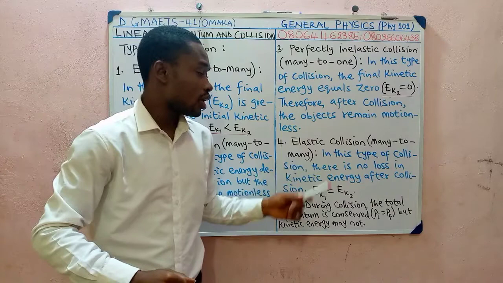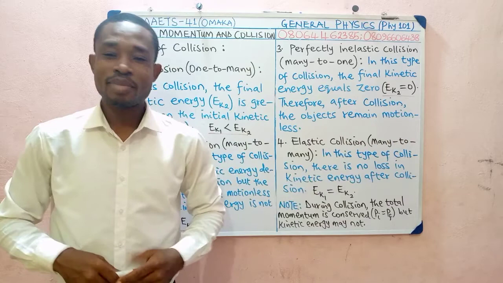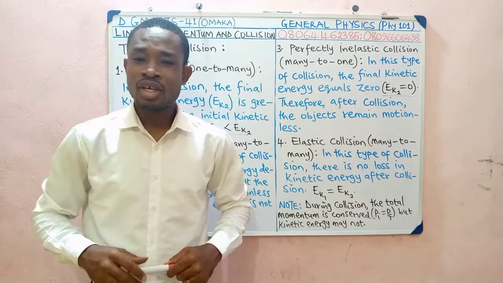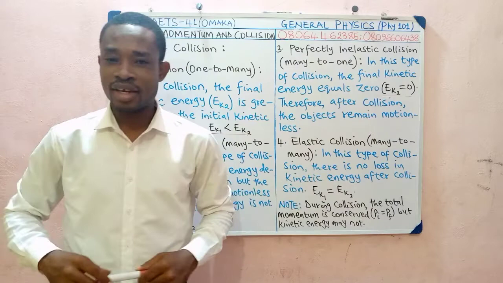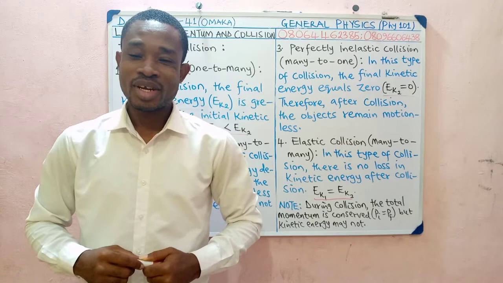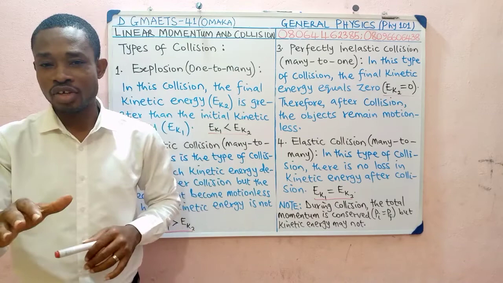Number four is elastic collision. This is a many to many type of collision. Imagine you have two or more objects colliding and then they move away from each other. Is that okay? Such a type of collision is known as elastic collision. In the process, after collision, the initial and final kinetic energy are equal. So that's the condition for elastic collision. In the next video, we now set the questions to solve based on all we've learned on linear momentum.